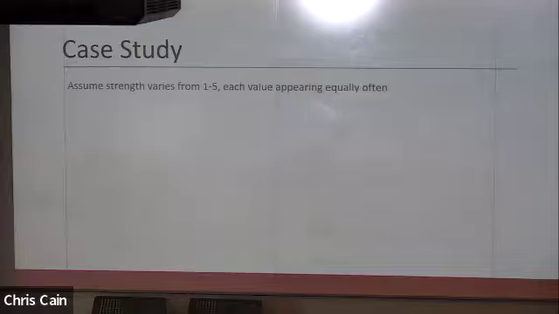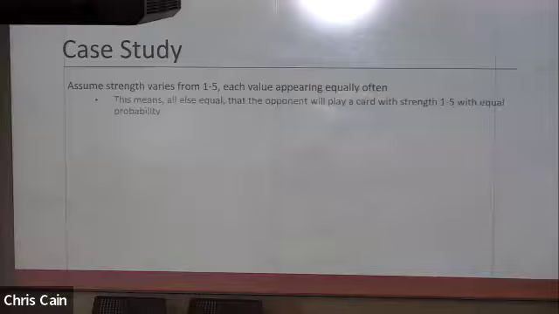We're going to make an assumption to make this process a little bit easier. So instead of having exactly the 4 cards that we have, let's assume that the design space for this is that we're going to have a large pool of cards, and it's going to be equally distributed in strength between 1 and 5, with each value appearing equally often. We're going to make an additional assumption that the opponent will play a card with strength 1 through 5 with equal probability.